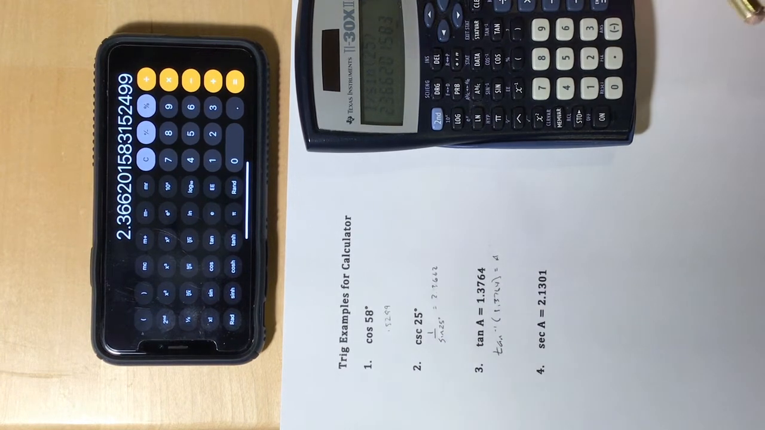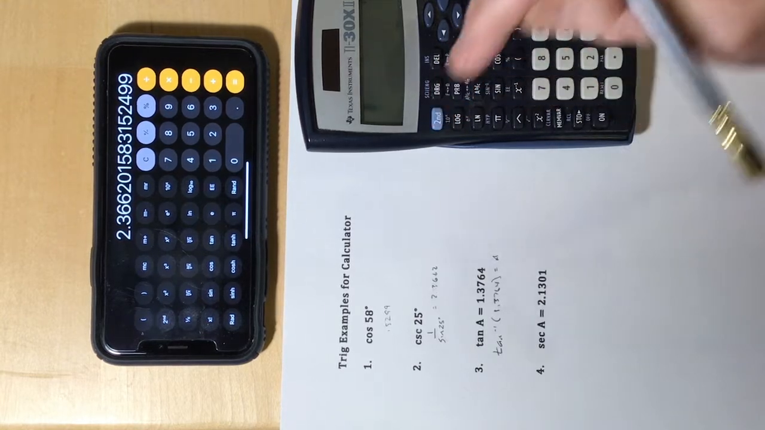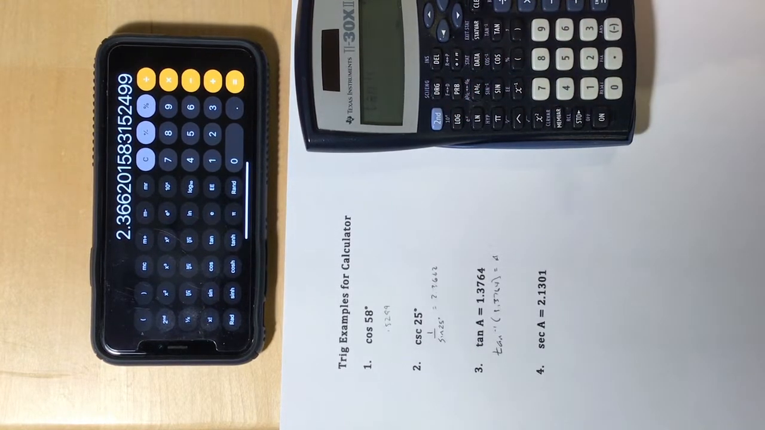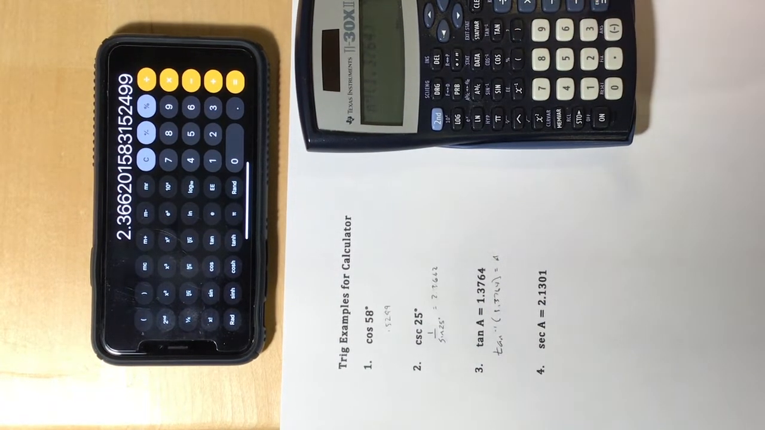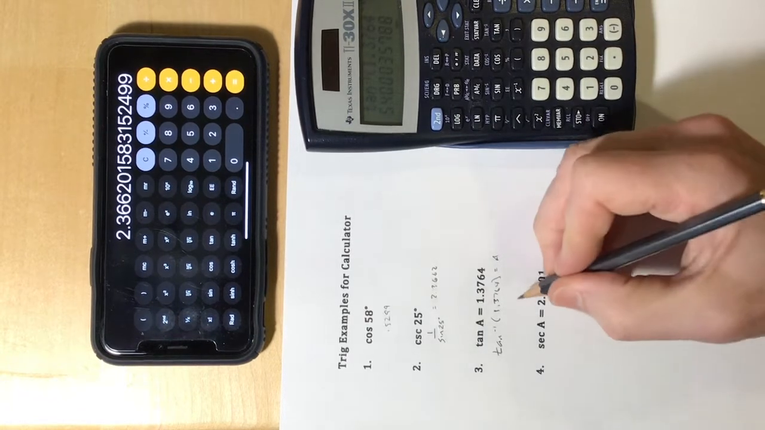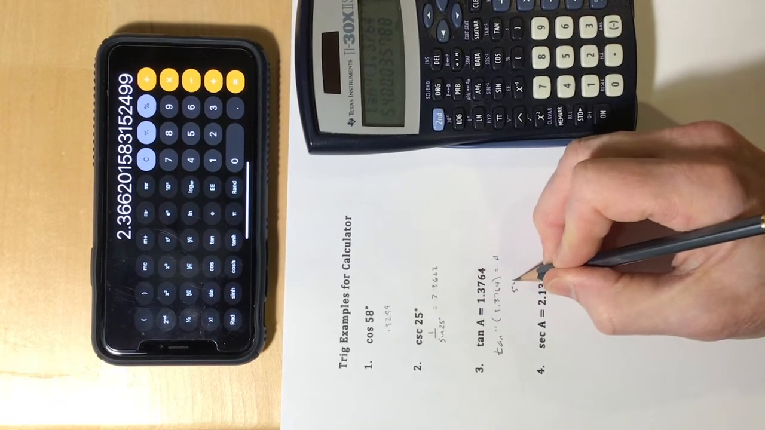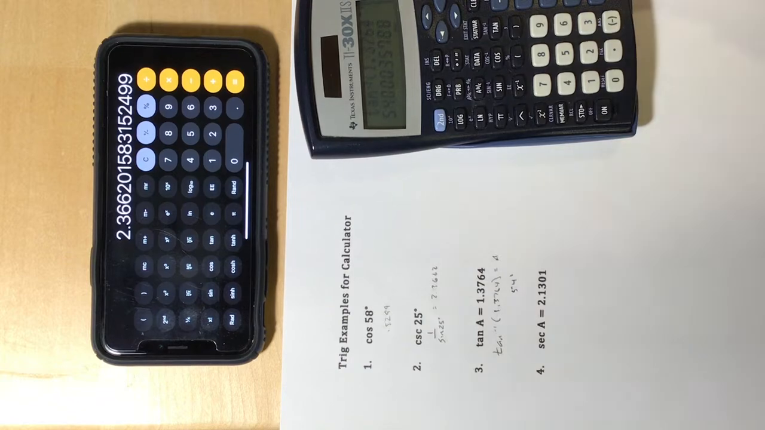So again, this is kind of nice. These are right on your calculator, but it's the second function. So hit second function tangent. So there it is, tangent inverse of 1.3764. Boom, you should get the answer. That's a 54-degree angle, and just round to the nearest degree. So that's a 54-degree angle.